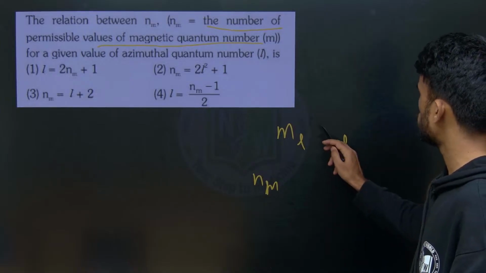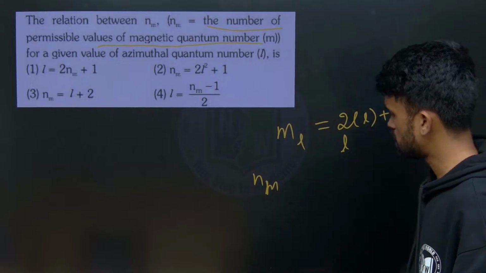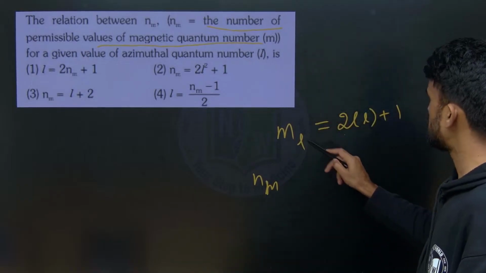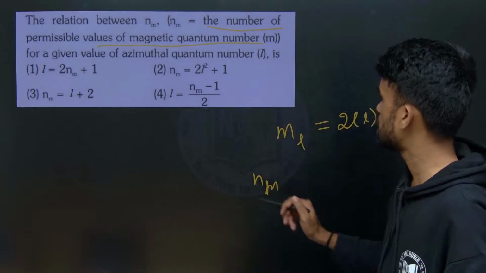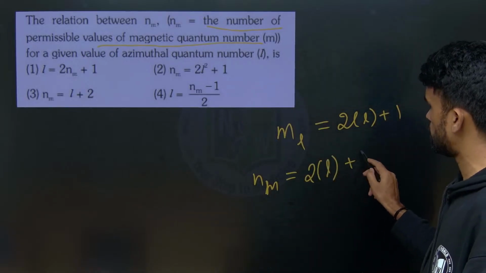So the ml values will be taken as 2L plus 1, right? This is the formula we will be using. Instead of saying ml, in this case they are saying nm. So I am taking it as 2L plus 1. So this is the formula.